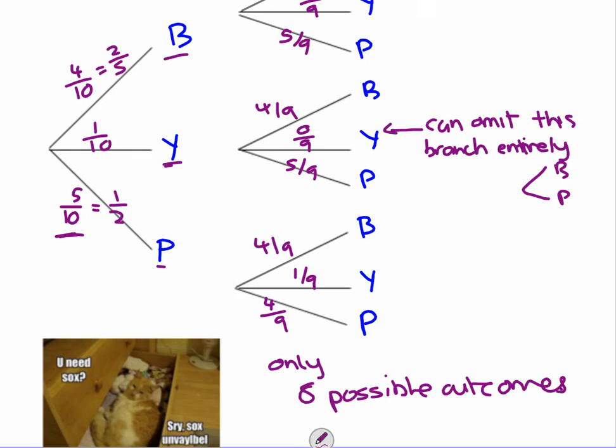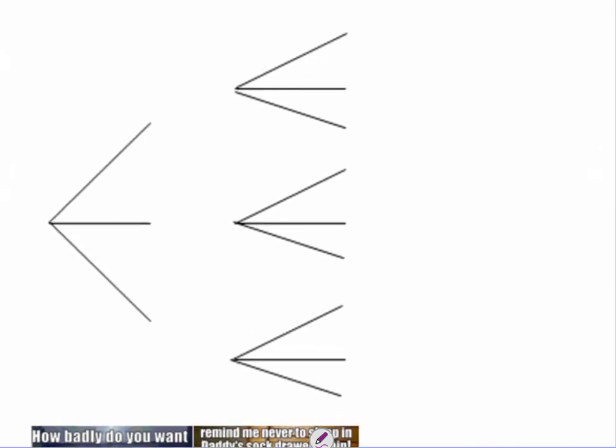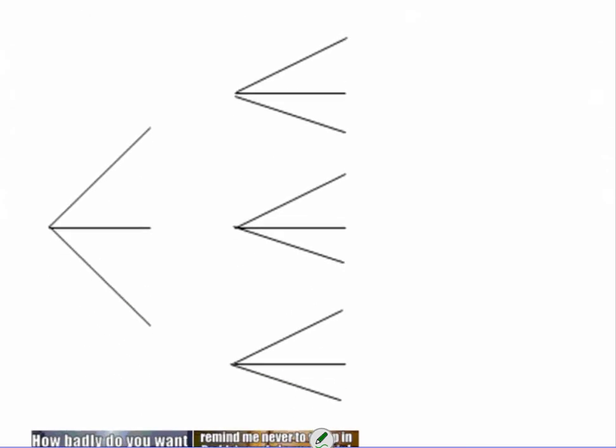And now let's go into the next one, which is with replacement. So it's the same situation, 4 brown, 1 yellow, 5 pink, but it's with replacement this time. So total equals 10 still. With replacement, to be honest, it's a lot easier because the probabilities don't change. So let's go BYP, brown, yellow, pink, brown, yellow, pink, brown, yellow, pink, and brown, yellow, pink.